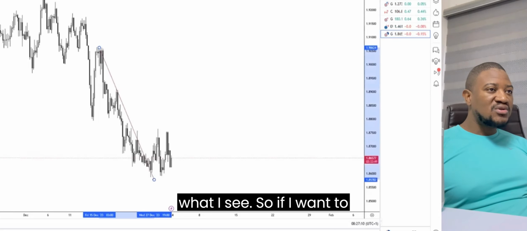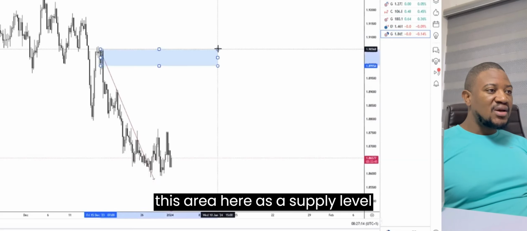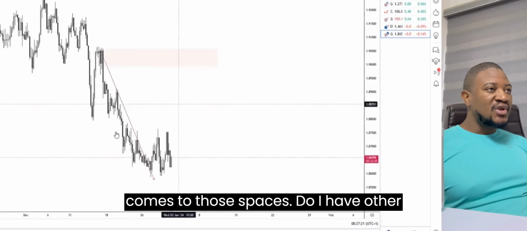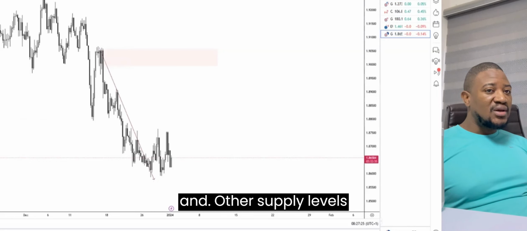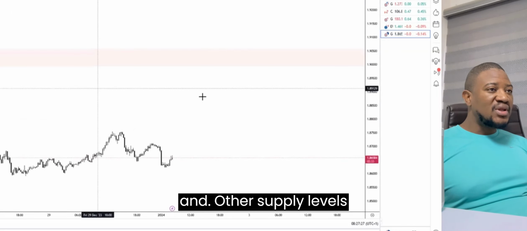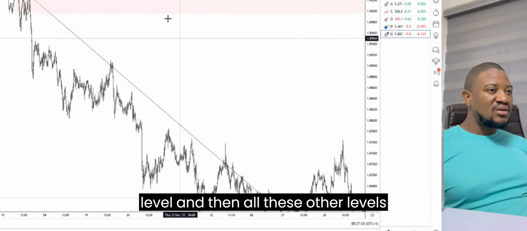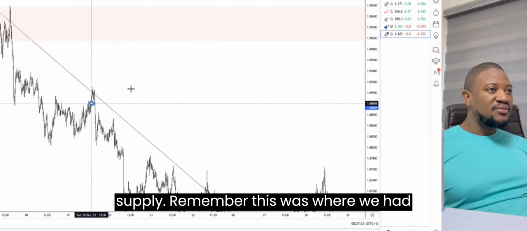So if I want to mark out my supply levels, I can consider this area here as a supply level, just to see what happens when price comes to those places. Do I have other supply levels? Yes, I do. And other supply levels I have is, this will be my strong supply level, and then all these other levels right here, I'll consider all as a weak supply.